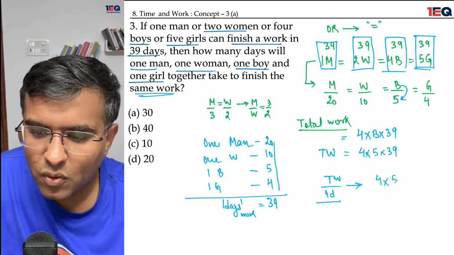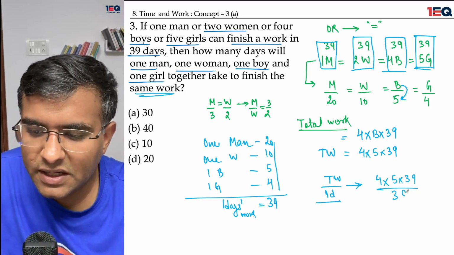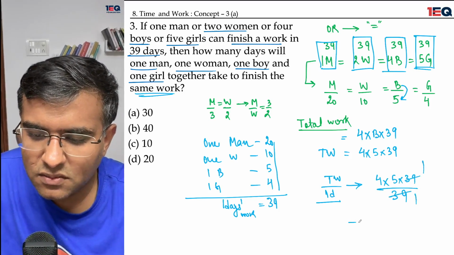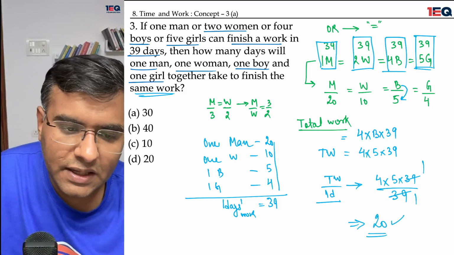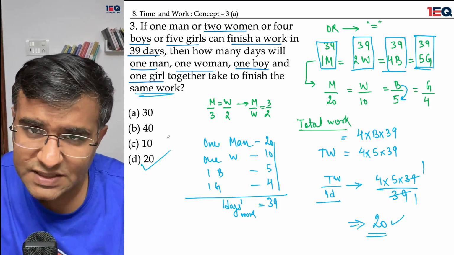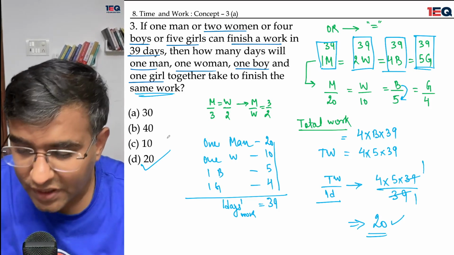It means 4 into 5 into 39 whole divided by 39 would give me my output. 39 ones are 39 ones are. We get 4 into 5 as 20, and 20 is my final output. Okay, 20 is my final output. I hope we are good. Pretty good. Moving on.